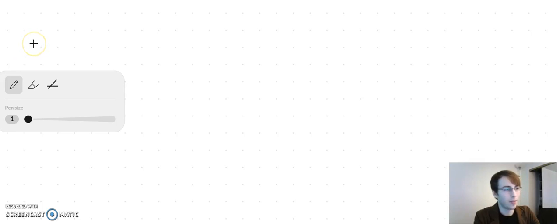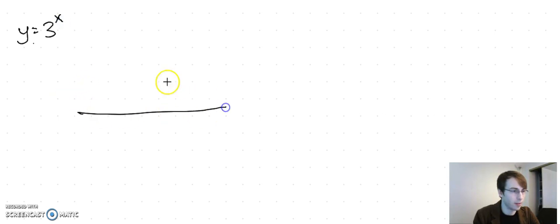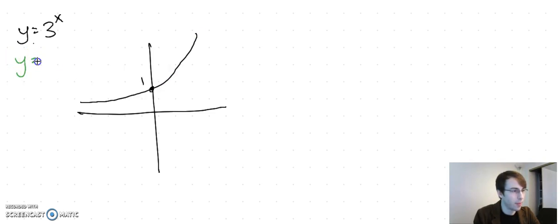Alright, now let's talk about horizontal rescaling, exponential and log functions. So, again, as usual, start off with our graph of 3 to the x. That looks like this. Now what if we do something like y equals 3 to the 2x?